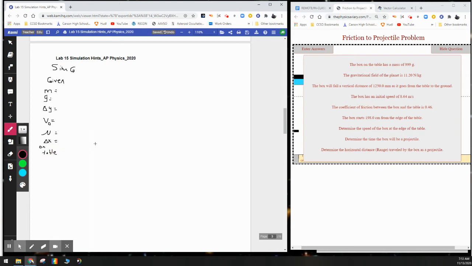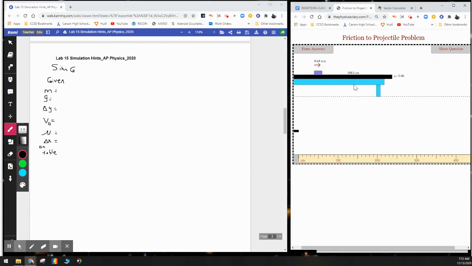Okay, so it says here, determine the speed of the box at the edge, which is the final velocity. Determine the time in the air. That's needed to do projectile motion. And determine the horizontal range traveled by the box as it is a projectile. So these three have to be computed sequentially, but all this is predicated on knowing the acceleration. All right, so let's hide the questions here.